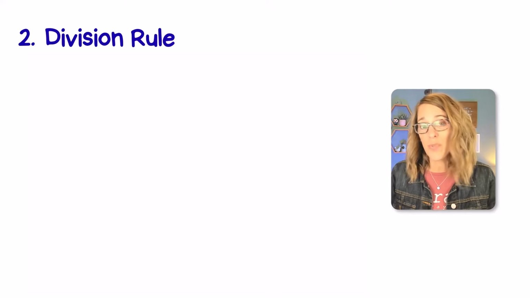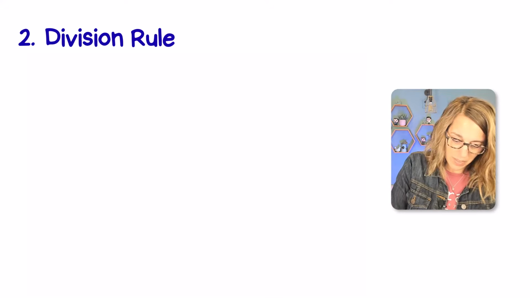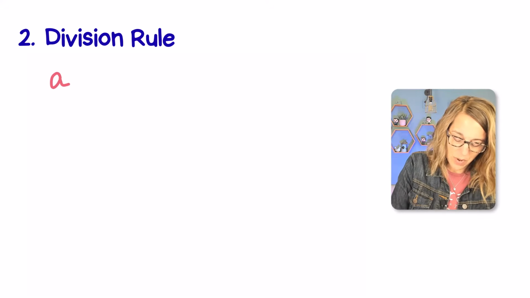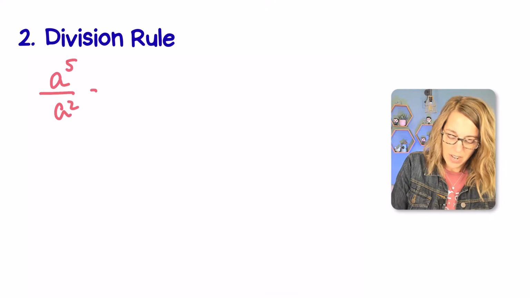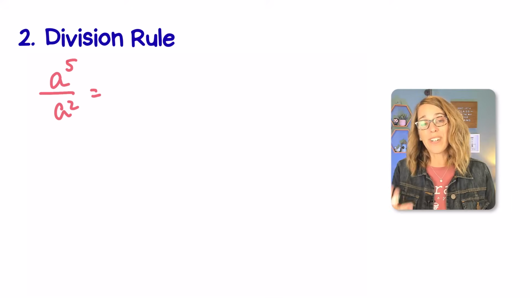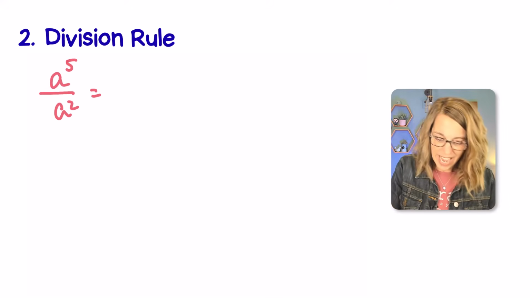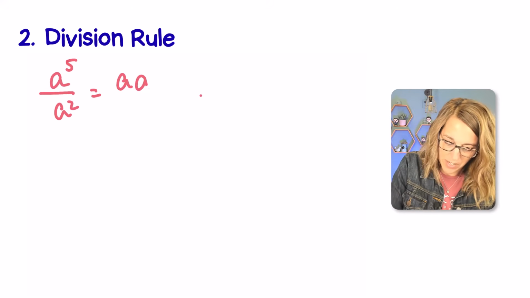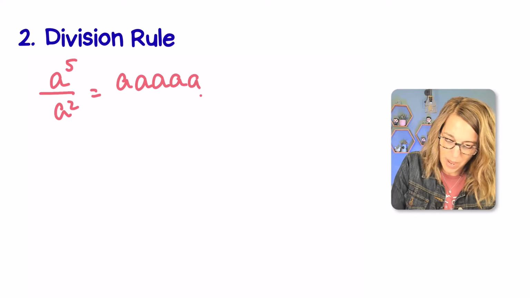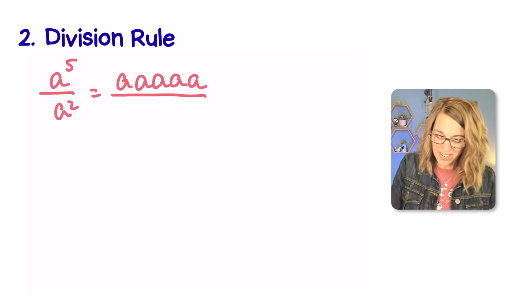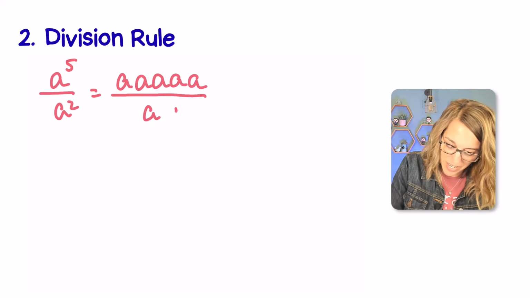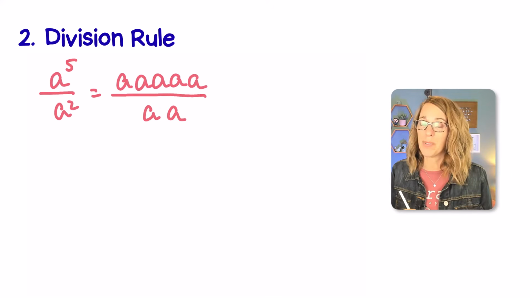Next up is our division rule, and we're going to start again with a really simple example. Let's do a to the fifth divided by a squared. So in this case, I've written it as a fraction, and I literally have 5 a's in the numerator. Now again, these rules are going to keep you from having to do this expanded form every single time. In the denominator, I've got 2 a's being multiplied. So there are my 2 a's being multiplied.